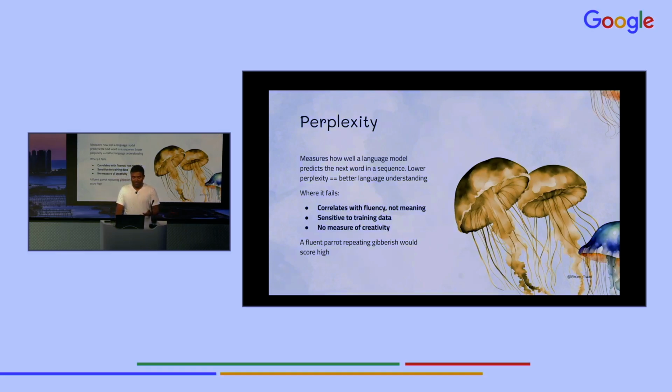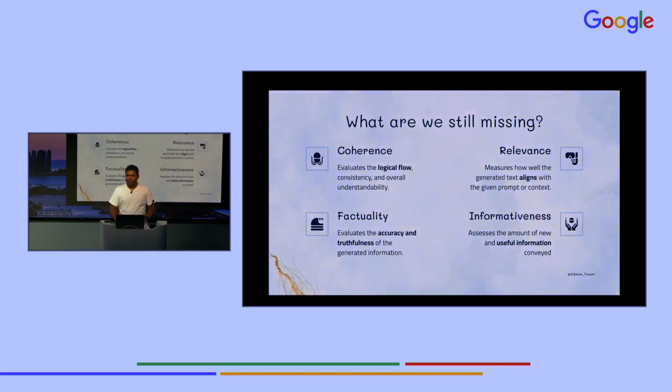Okay, so the best way I like to think about this is it's a fluent parrot repeating gibberish words, and that would score high on perplexity as well. So why is this so hard? What are we still missing in here? Some things that I like to think about is we are missing coherence. Coherence is when I'm talking or writing things and you read that, can you understand that? Can you see the logical flow in there?